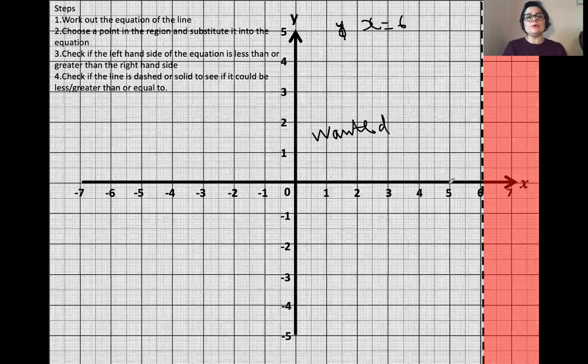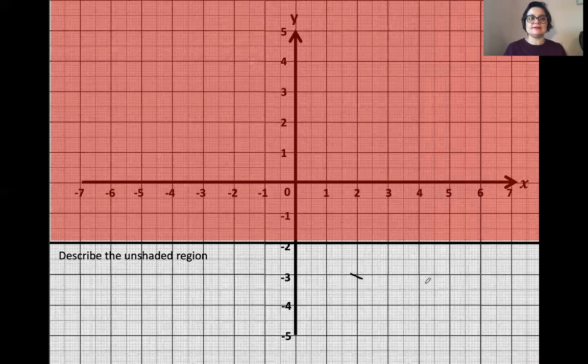Now, if you take a point on this wanted area, which I usually like to take this point here, the 1, 0 point, then see, 1 is smaller than 6. If you take another point, 3 here for example, 3 is smaller than 6. And so the inequality for the wanted area is going to be x smaller than 6. Not smaller than or equal, because the line is a dotted line. So here it is, x smaller than 6. So this is the strategy. Let's have a look at another example.